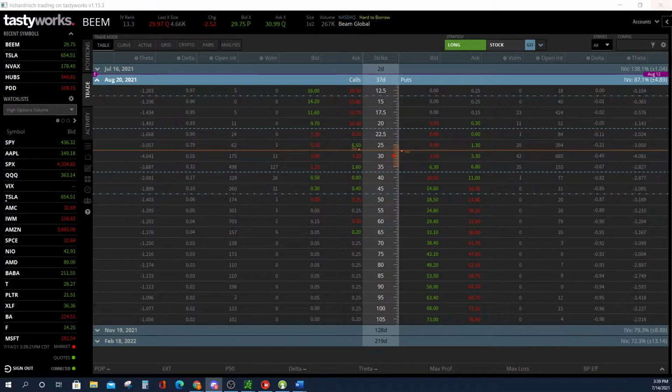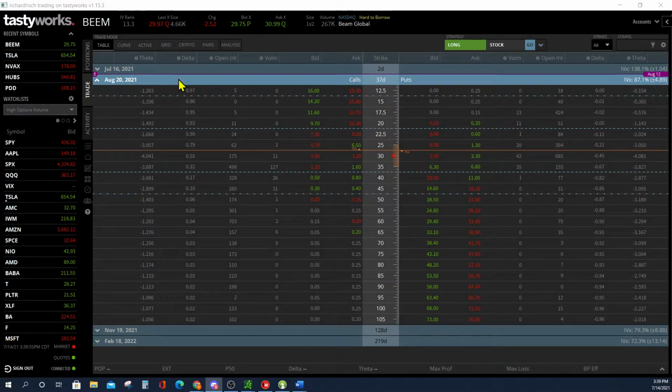So this is the Tastyworks platform. I have a ticker up called Beam. So let's say, for instance, we are bullish on Beam here. I haven't done the research as to whether or not Beam is going to be included. It just happened to be one I was looking at before the market closed. So let's say our thesis here is that Beam is going to move to 35 in the next 5 trading days, right?